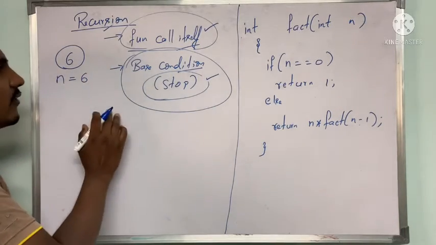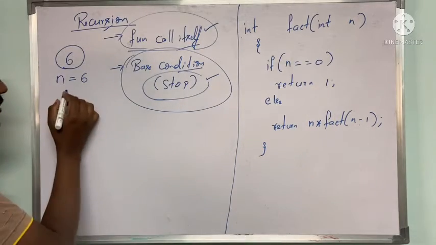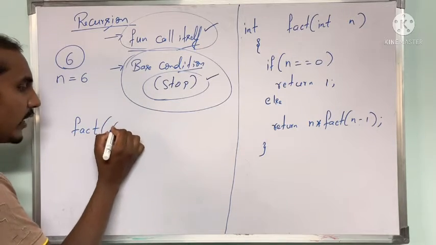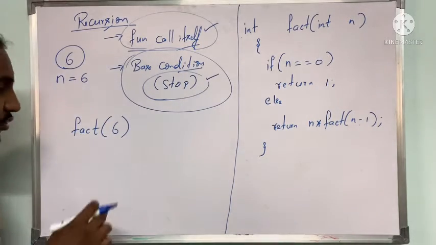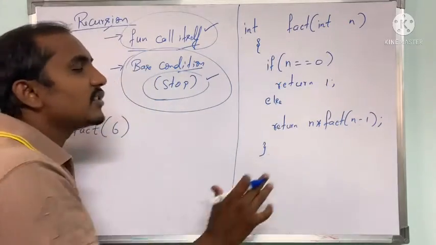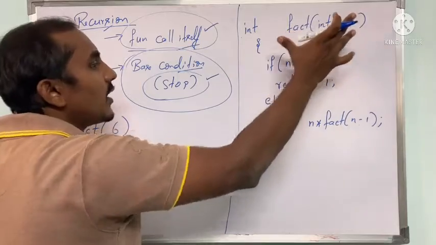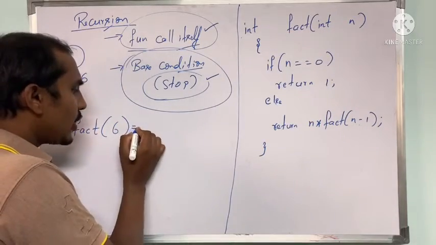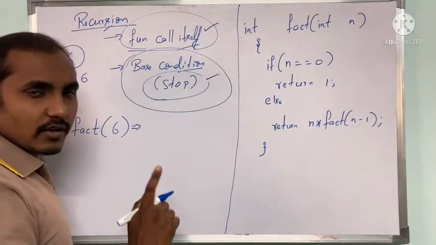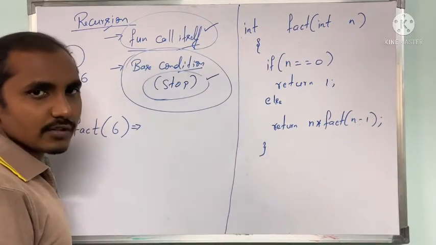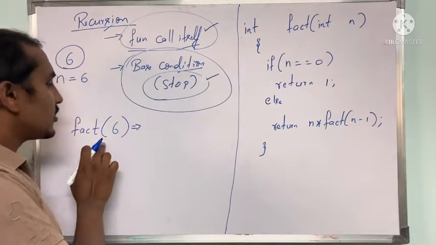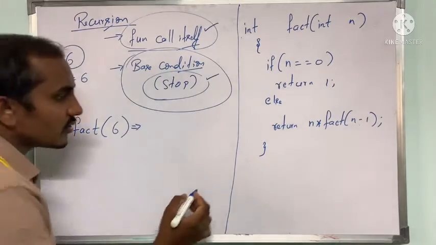Now when the function is called, we are going to have the function call fact of n, which is nothing but fact of 6. This function starts executing. Since this is a recursive function, we are not going to have only a single function call, we will be having multiple function calls. So this is the first function call, I'll just list it out here.